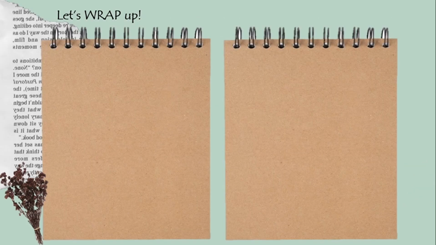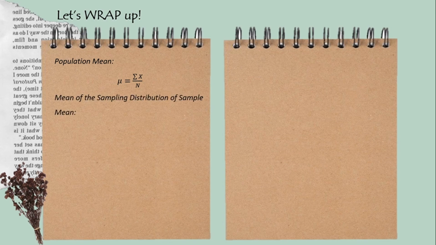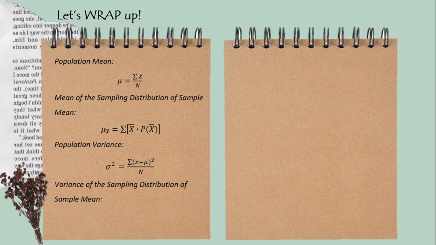Let's wrap up. So for the population mean, the formula that we use is mu, which is equal to the summation of x over n, while for the mean of the sampling distribution of sample mean is the summation of x bar times p of x bar. For the population variance, it is sigma squared, which is equal to the summation of x minus mu squared over n, while the variance of the sampling distribution of sample mean is s squared, which is equal to the summation of p of x bar times the quantity of x bar minus mu squared.